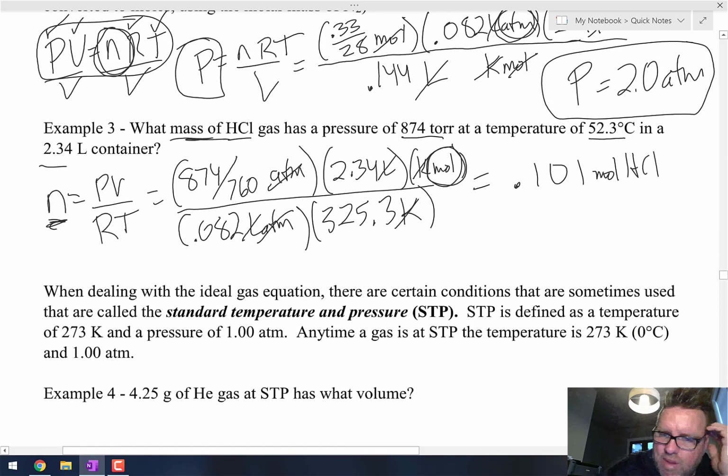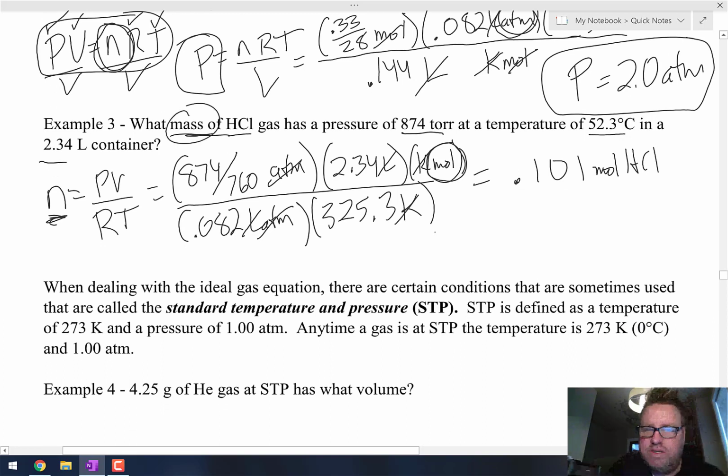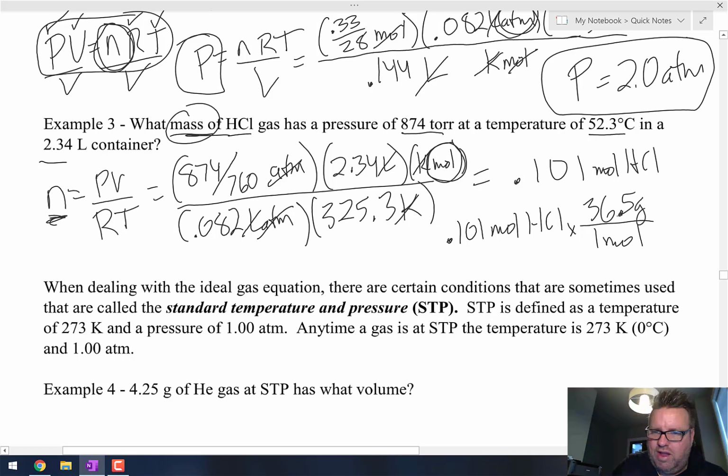And now remember, they want that in the mass, so mass is grams. So now I'm going to go 0.101 moles of HCl. The molar mass of HCl is 36.5. I put it on the bottom, and as soon as I did that, I realized I was just about to write grams right there, wasn't I? And then I thought, wait a minute, moles and grams do not cancel. So when you convert from moles to grams, the 1 mole has to go on the bottom, and the 36.5 grams from the periodic table go on the top.